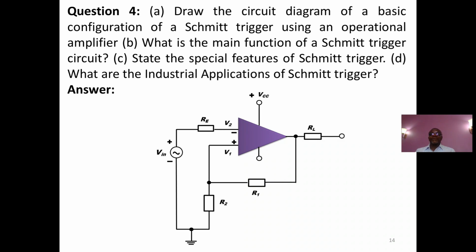Next question: draw the circuit diagram of a basic configuration of a Schmitt trigger using an operational amplifier.